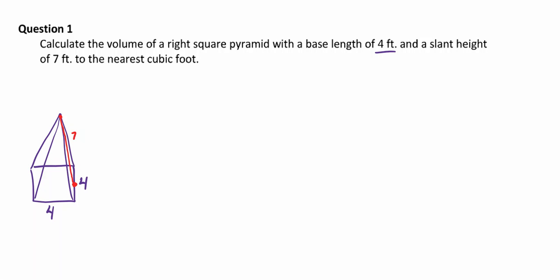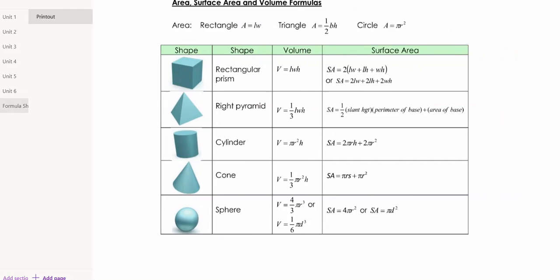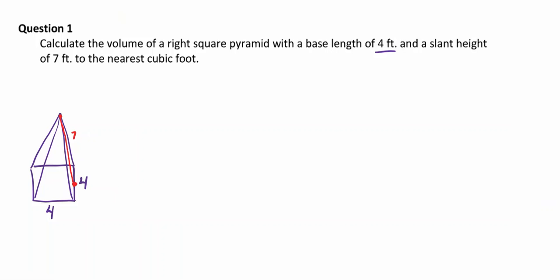Okay, let's write down what the formula for a right square pyramid is. On your formula sheet, you should see a right pyramid, right? And the volume is 1/3 length times width times height. So let's write that down. Volume is equal to 1/3 times length times width times height. Okay, and oh, we've run into a problem, haven't we?